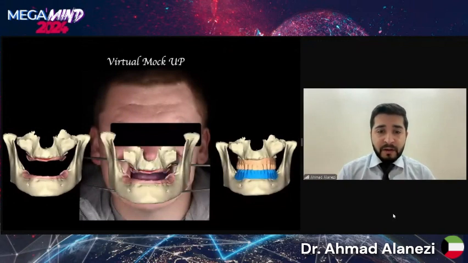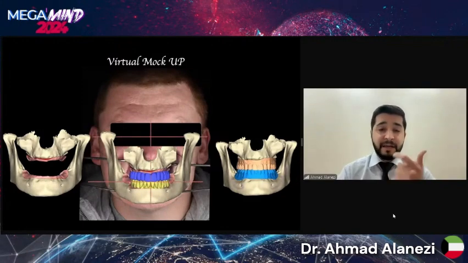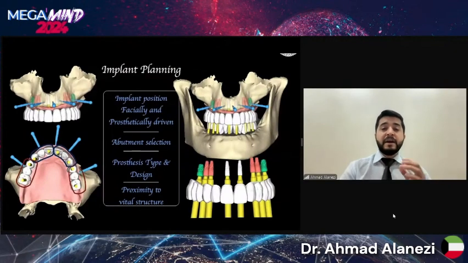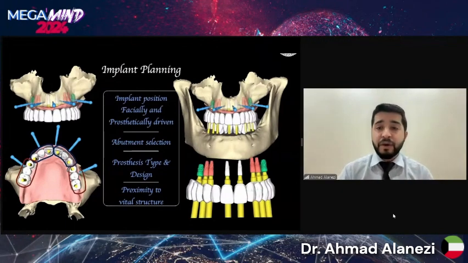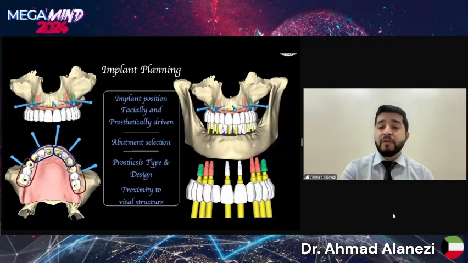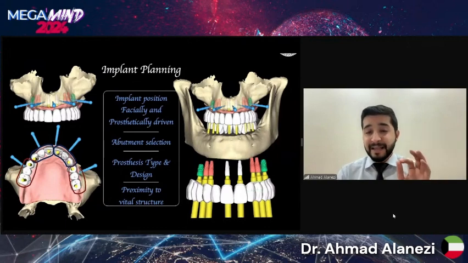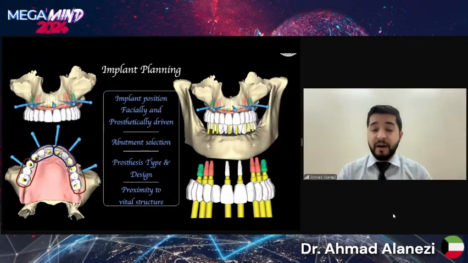This is a virtual mock-up, so we superimpose everything just to make sure that everything is in place, because now we will rely on this mock-up to design our implant, our guide, and everything. This is the maxillary arch, and we have placed all our implants, strategically choosing the positions because we are going for a segmented approach. We placed our implants facially driven, because we relied on the face, as well as prosthetically driven. We selectively chose our abutment, the prosthesis type and the design, and we avoided the vital structures when planning.